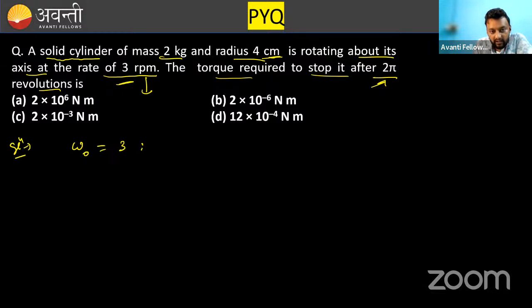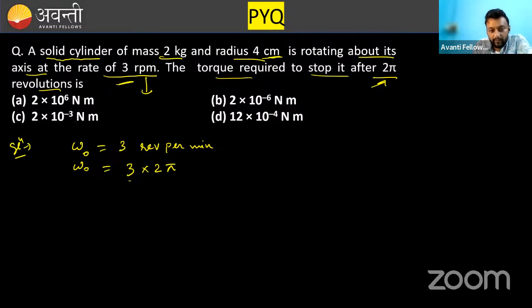RPM, revolution per minute. Now I will convert this revolution per minute into radian per second. You should learn how to convert it. 3 revolutions. In one revolution, it will revolve 2 pi. So 3 into 2 pi, this is the number of radians.